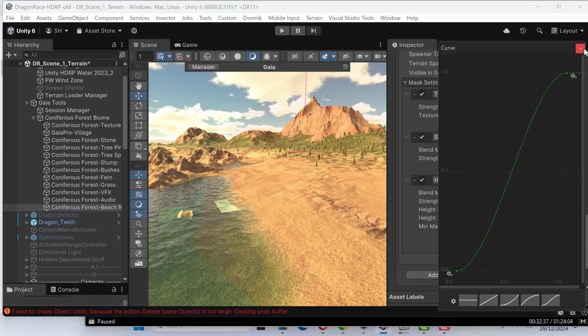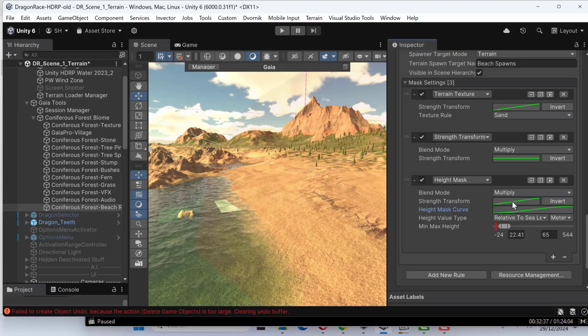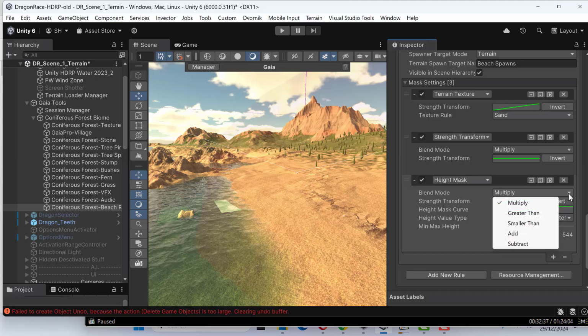I'm afraid my IQ ain't high enough to do all this. It should say 2 foot above and 2 foot below. That's it. 2 meters below, 2 meters above, and that's it. But you've got to work out what it's actually doing. Blend mode, does that matter? Multiply. Greater than, smaller than, add, subtract.